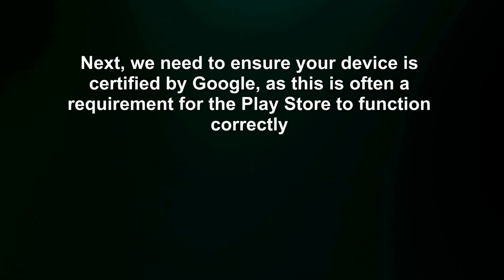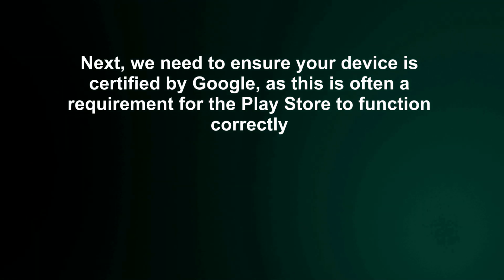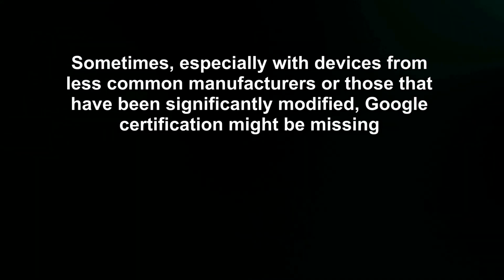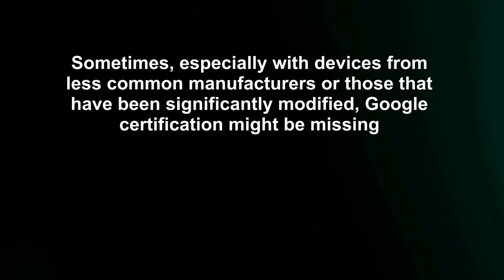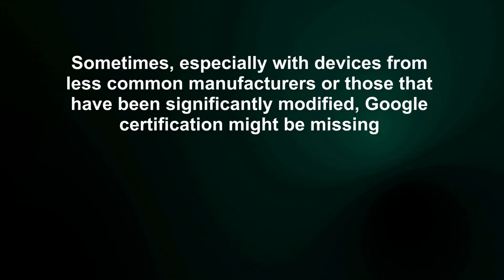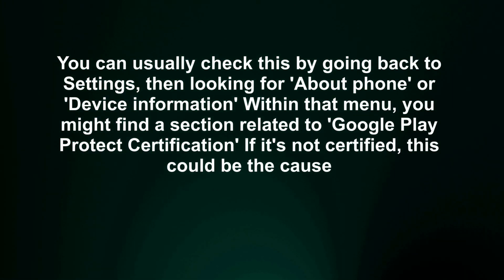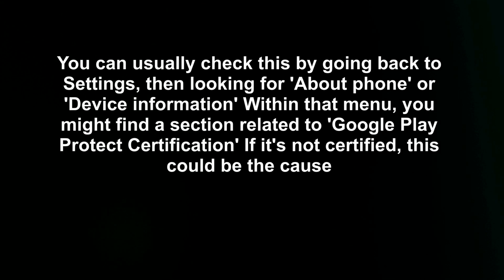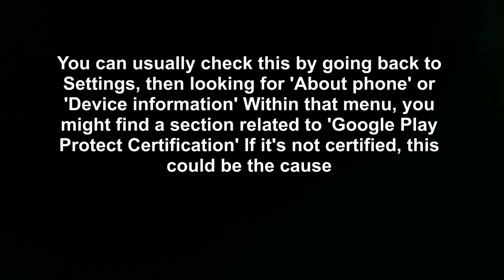Next, we need to ensure your device is certified by Google, as this is often a requirement for the Play Store to function correctly. Sometimes, especially with devices from less common manufacturers or those that have been significantly modified, Google certification might be missing. You can usually check this by going back to Settings, then looking for About Phone or Device Information. Within that menu, you might find a section related to Google Play Protect certification. If it's not certified, this could be the cause.